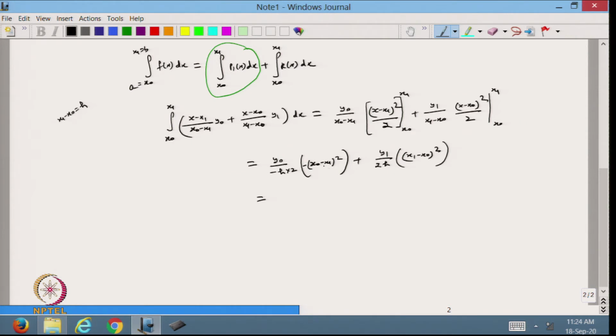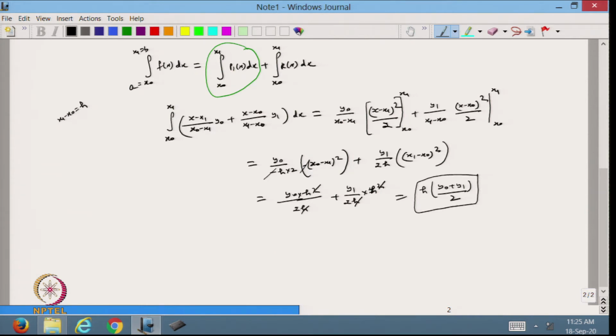Here x0 minus x1 is minus h, but it is squared. So this minus and this minus will cancel out, and I will get y0 into h square over 2h plus y1 into h square over 2h. So this h will cancel out, and I can write this as h times (y0 plus y1) divided by 2. That is the value of the integration we are going to get.